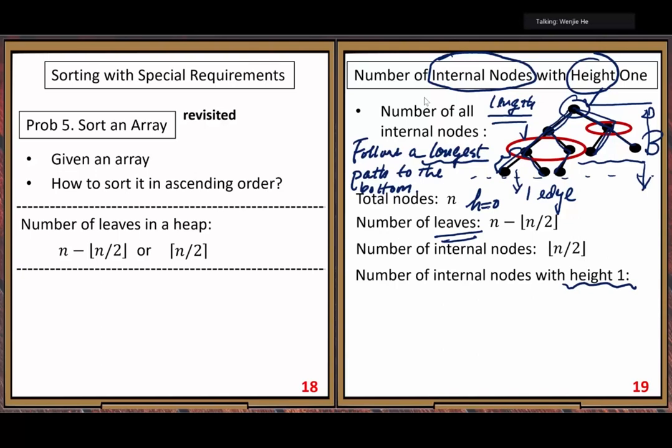So the number of internal nodes with height 1 now. What are those nodes? These 3 nodes in the red circle. These 3 internal nodes, they are internal nodes, and their heights are 1, based on our definition of the height.